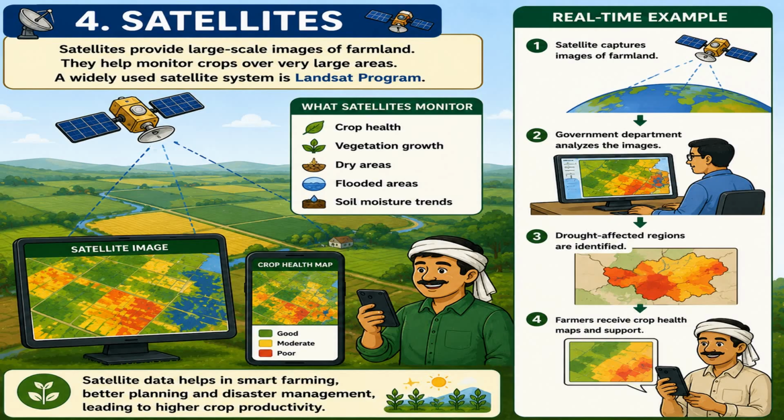So the main benefits of satellite monitoring are better farm planning, early problem detection, improved crop management, and higher productivity. And overall, satellites help farmers make informed decisions, reduce the risk, and improve agricultural production through smart farming technology.